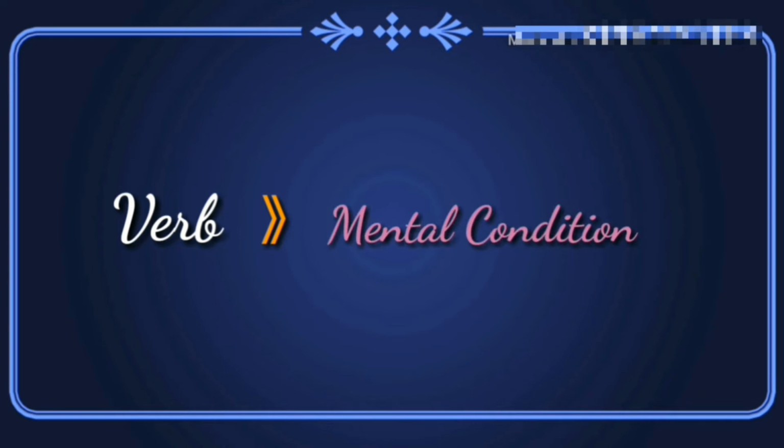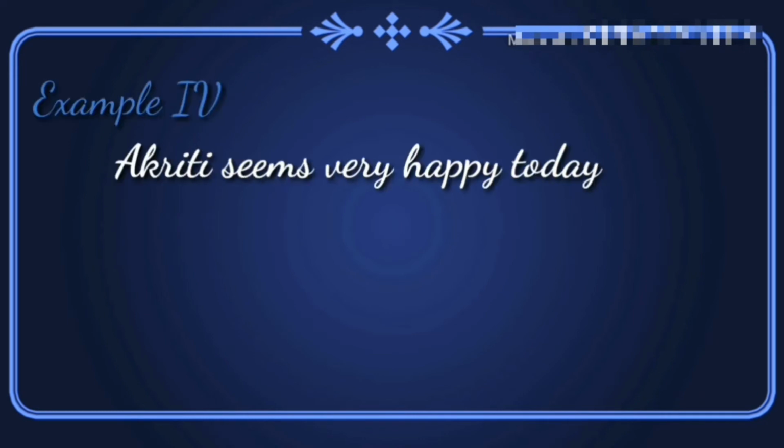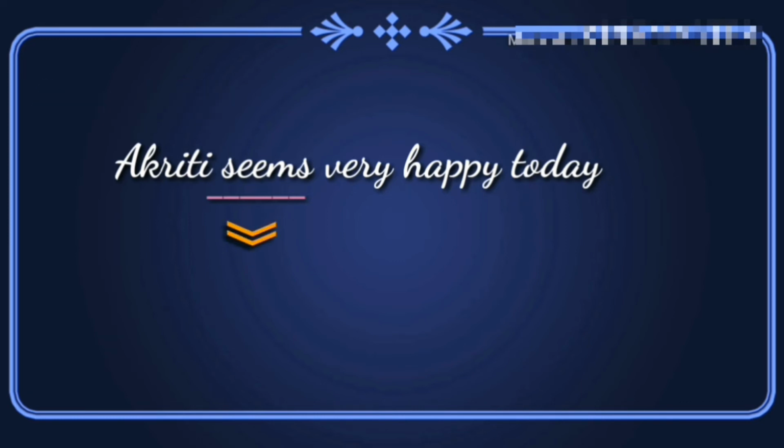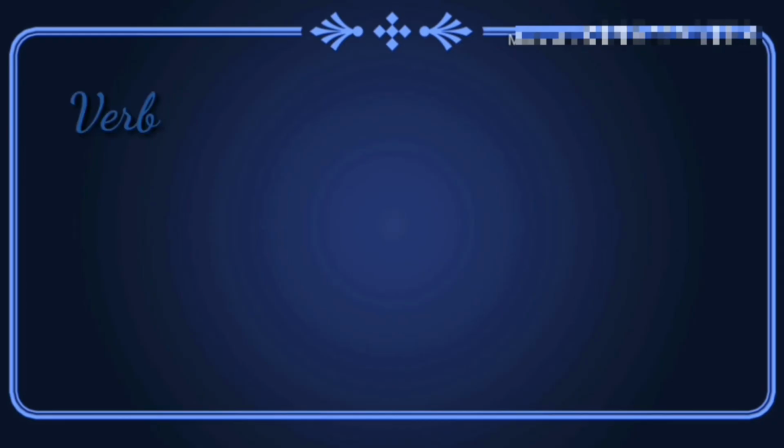Next one, a verb shows our mental condition also. For example, Akriti seems very happy today. So here seems is our verb, but it is not an action but a mental condition. Seems आकृति की एक्चुअली मेंटल कंडीशन को शो कर रहा है। आकृति डायरेक्टली कोई भी एक्शन नहीं कर रही है, ओके। So that is why we can say that a verb shows a mental condition also.